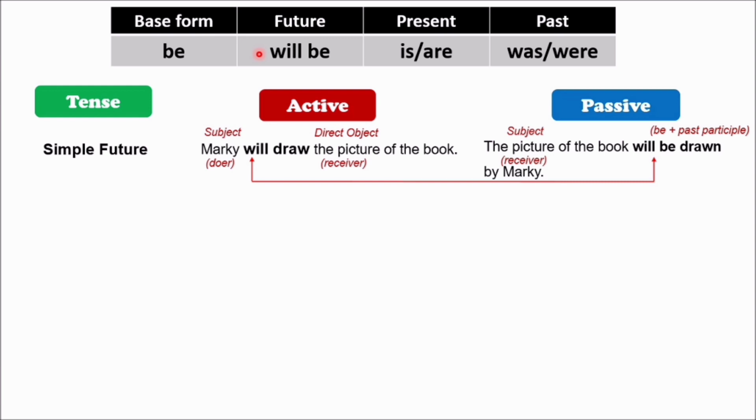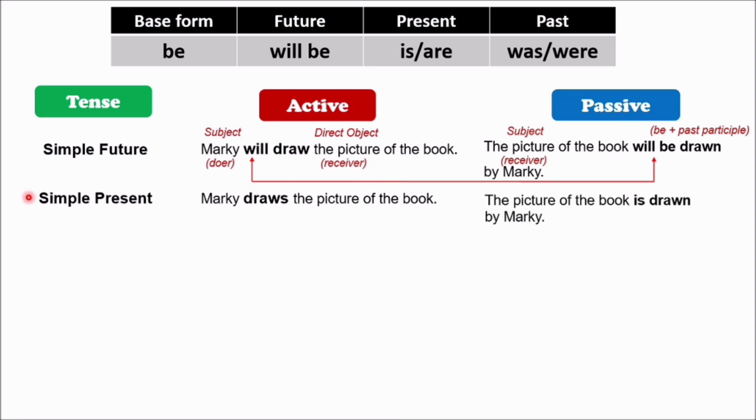Okay? Now, what if the tense of the verb is in simple present? For example, Marky draws the picture of the book. In this case, we will say the picture of the book is drawn by Marky. Now, look at our verb phrase. Again, the main verb in the active voice will always be transformed to its past participle form.